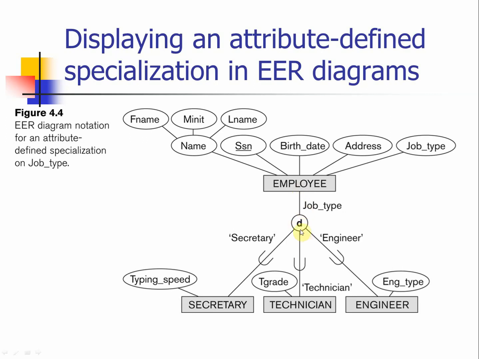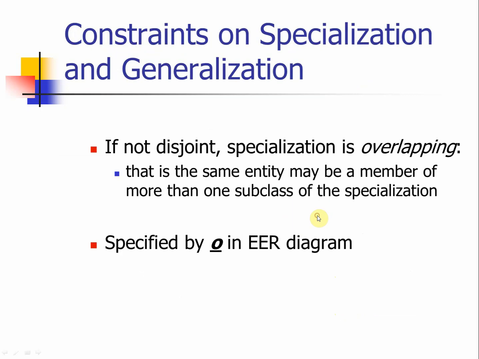If we put a D over there, indicating that you can choose either secretary or technician or engineer. You cannot be a secretary and at the same time be a technician because you put a D over here. If you put a double line over here indicating that employee has to choose one of the job roles, that means there are only 3 job roles in the employee operation. So those are the combinations of the constraints that have different meanings.